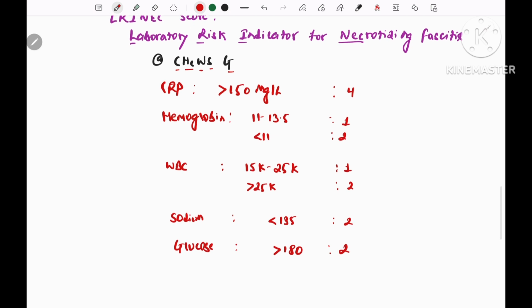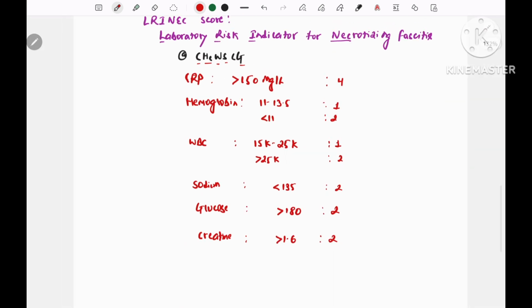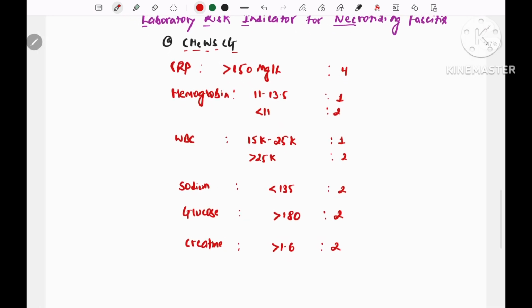One thing I missed is that it is CHEWS CG. The C is creatinine. If its value is more than 1.6, then its value is 2. So this is the LRINEC score.